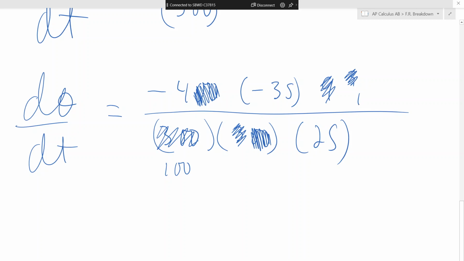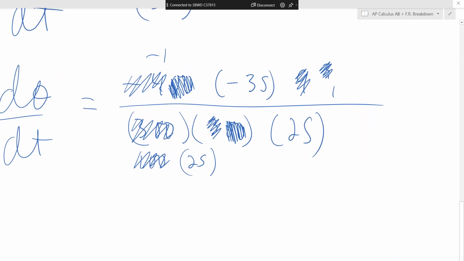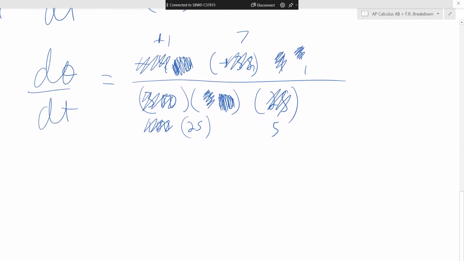Just division out, right? We can also cancel out a 4. This negative 4 can become a negative 1, and this can become a 25. And last but not least, we can cancel a 5 out from that 35. So negative 1 and 35 make positive 35, and we can turn this into a 7 and this into a 5. So the only thing left up top is really 7 times 1. That's 7. The only thing left on the bottom is 125, and that's radians per second, because the measure of the angle's changing.